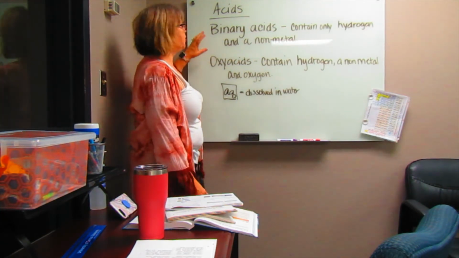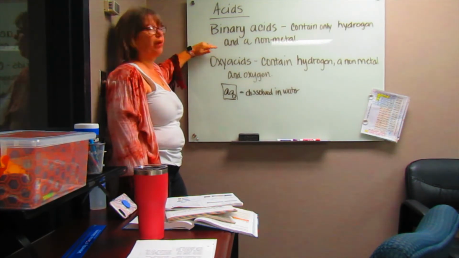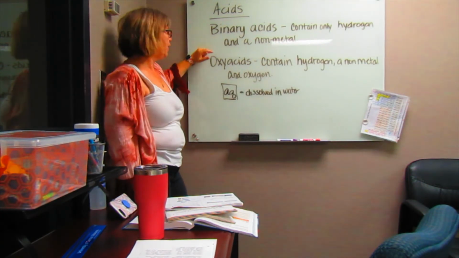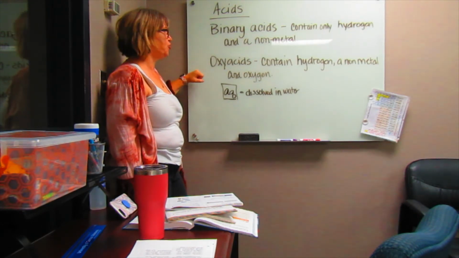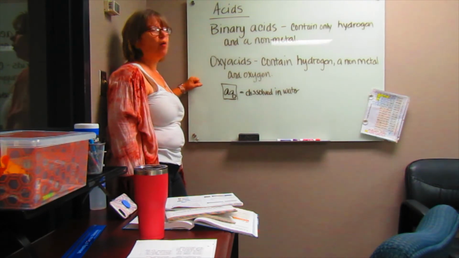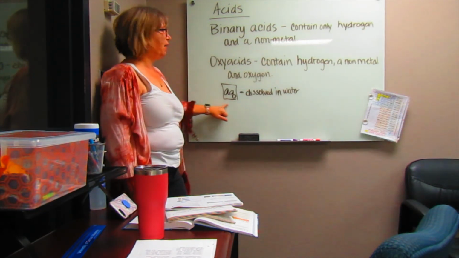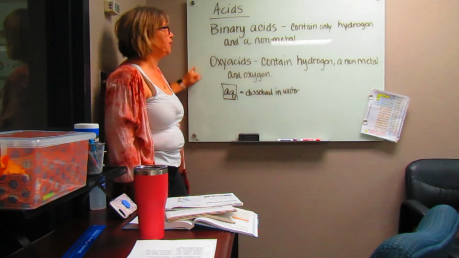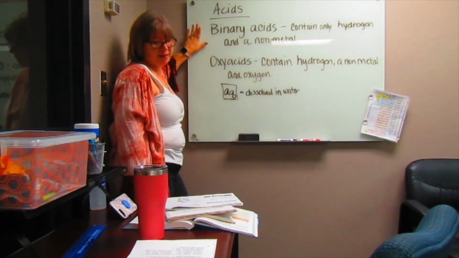So there are 2 types of acids. There are binary acids, which contain only hydrogen and a nonmetal. And then we have oxyacids. So oxyacids contain hydrogen, a nonmetal, and an oxygen. Almost always they will have a polyatomic ion. We'll talk more about oxyacids in just a moment, but I wanted to talk more about binary acids.